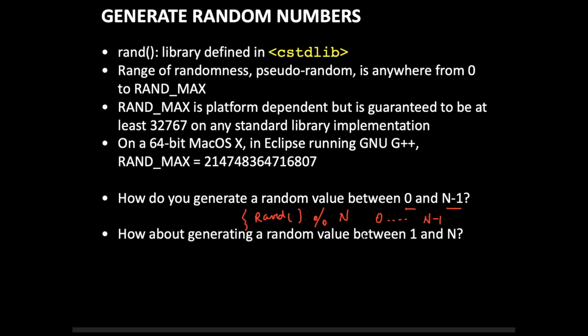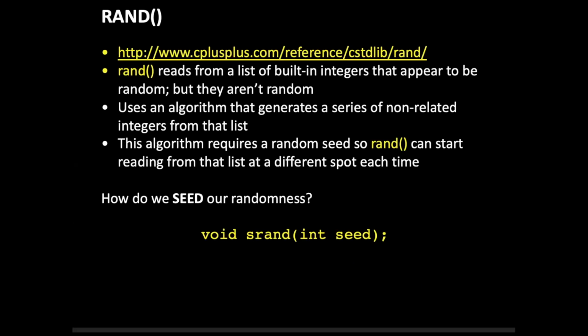How about generating a random value between 1 and n? Notice that 1 is 0 plus 1, and n is n-1 plus 1. So in order to make this work, the answer to the second one should be 1 plus rand mod n. Hopefully this is clear. Let's go through some definitions here.